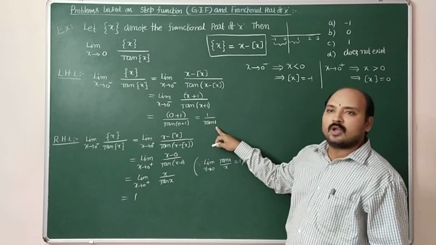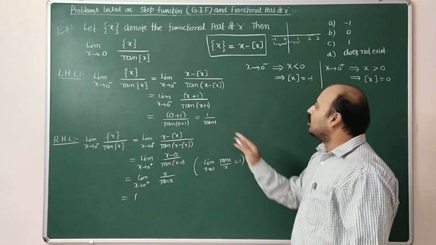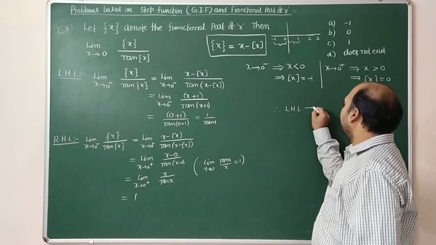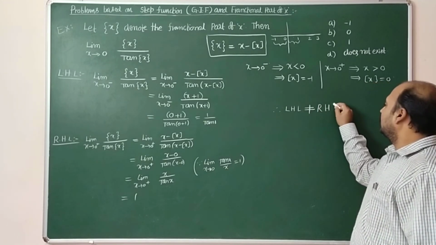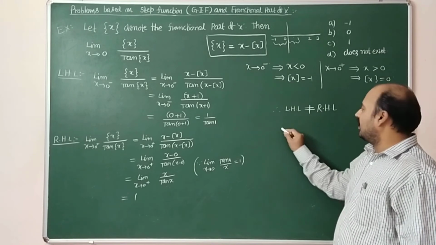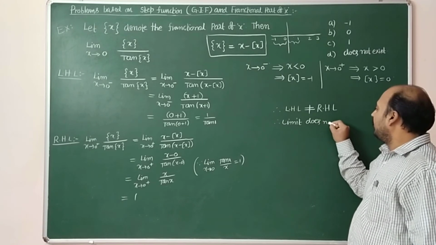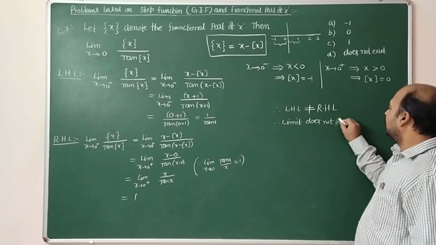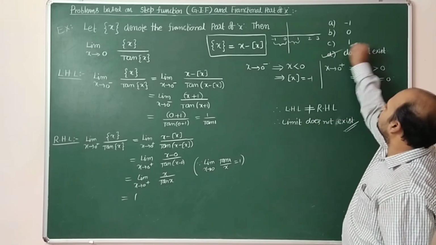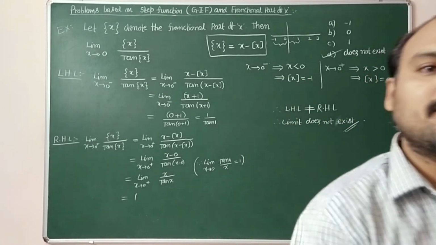Left hand limit value is 1 by tan 1 and right hand limit value is 1. So both are not equal. We conclude that LHL is not equal to RHL, the left hand limit is not equal to the right hand limit. Therefore, the limit does not exist. So we conclude that the option is does not exist. We will go to another question.